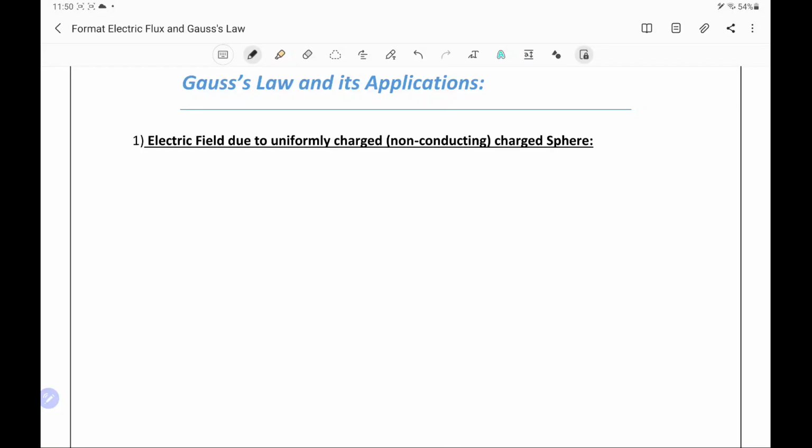Now we have to apply the Gauss law and find the electric field intensity in different cases. For example, the first case is to find the electric field due to a uniformly charged non-conducting sphere. Means there is a sphere, and this is non-conducting.